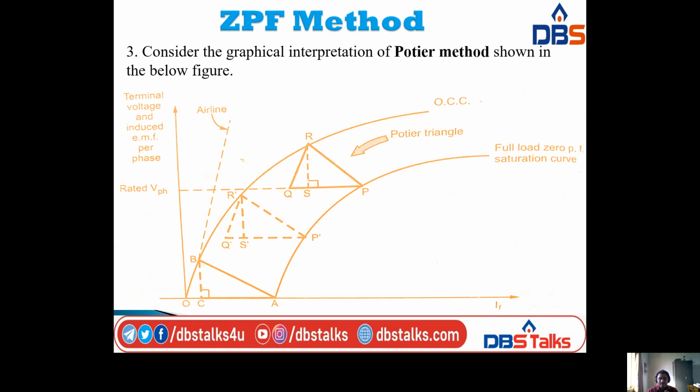Next, consider the graphical interpretation of the Potier triangle shown in the figure. So here also this is the copy of the previous one, that is the Potier triangle. On the x-axis we have the field current, and on the y-axis we have our terminal voltage and induced EMF per phase. So here I have drawn two curves. One is the open circuit characteristic, and another is the full load zero power factor saturation curve. So here we have the Potier triangle represented with the PQR triangle, and another one, a dotted line triangle. This is also the same as the Potier triangle, and we have the OAB triangle. This is also equal to the Potier triangle. Here we have the air line, and the rated V phase value is also there. So this is the graphical interpretation of the Potier method.